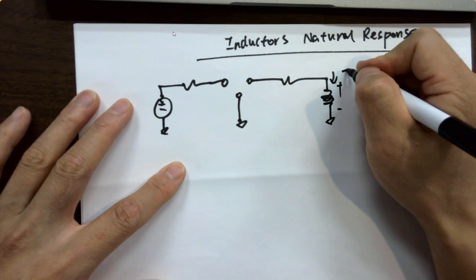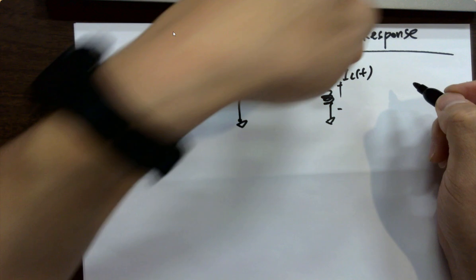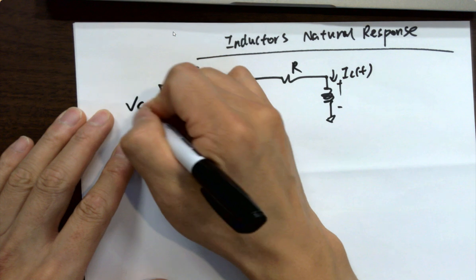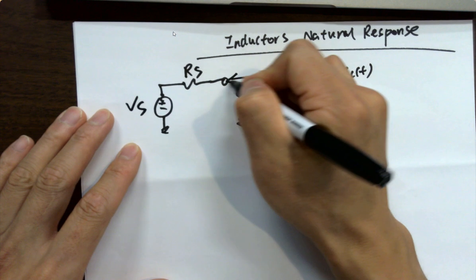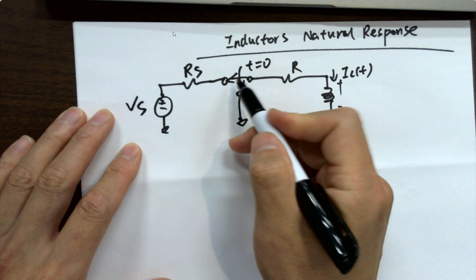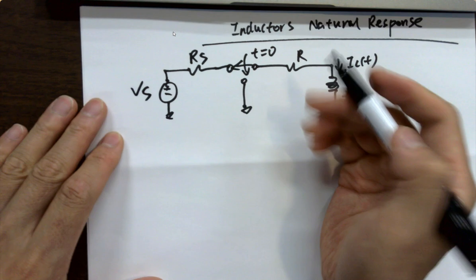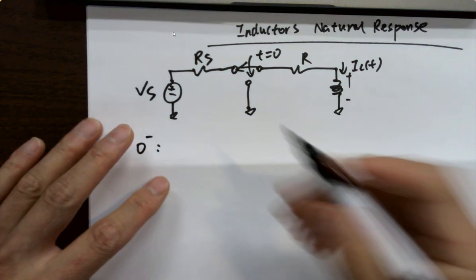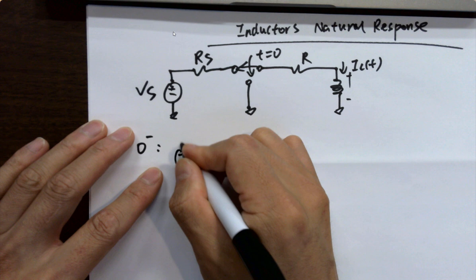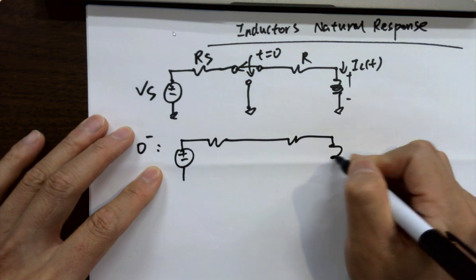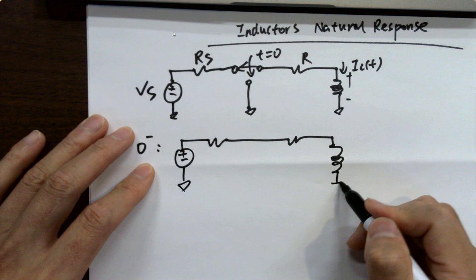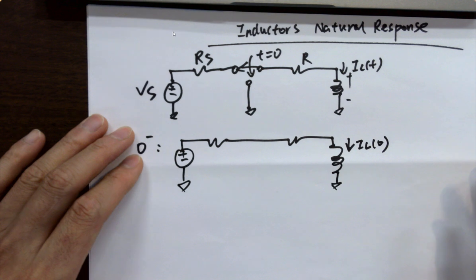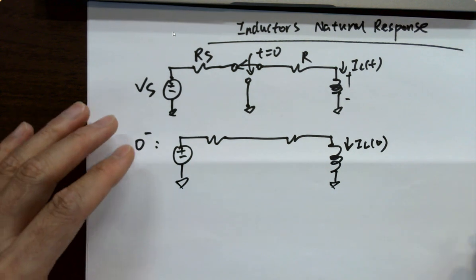So ILT is also modeled as a current flowing into the inductor. R, RS, VS. At T0, you switch it here. So at 0 minus, before T0, the circuit looks like this. There will be an initial current running through the inductor. Why? It's just a coil.